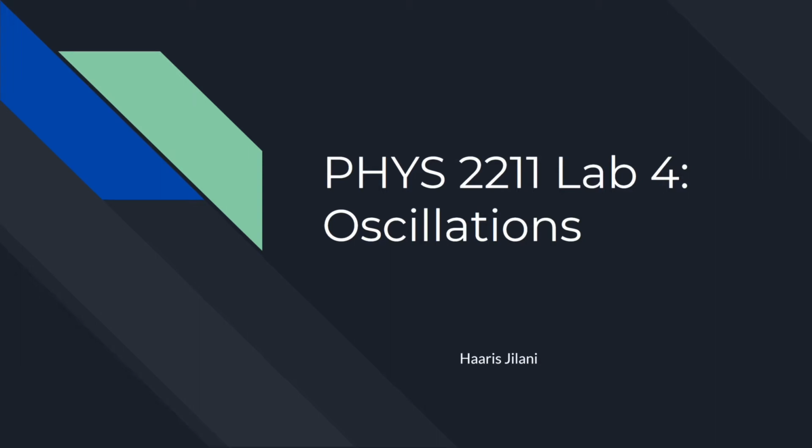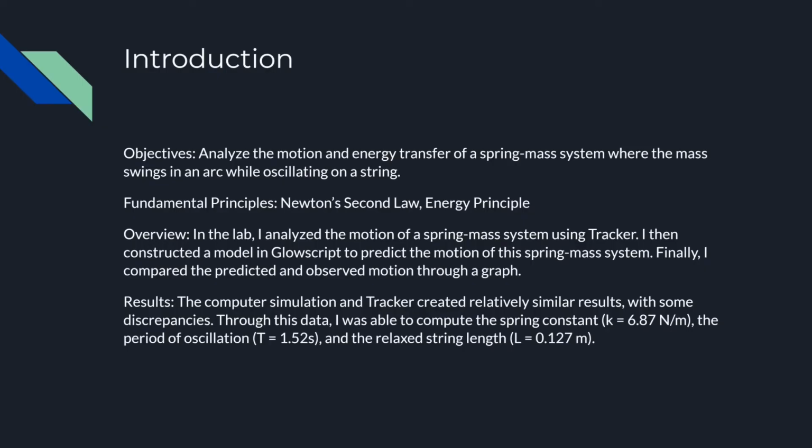In this lab, we will discuss the motion of an oscillating object. The objective of this lab is to analyze the energy transfer and motion of a spring mass system where the mass is oscillating on a string while swinging in an arc, essentially having both horizontal and vertical motion. The fundamental principles that I will use to analyze this are Newton's second law and the energy principle.